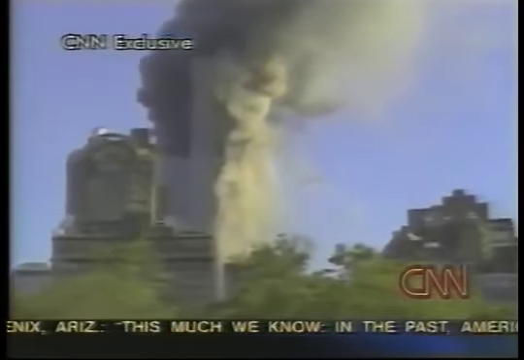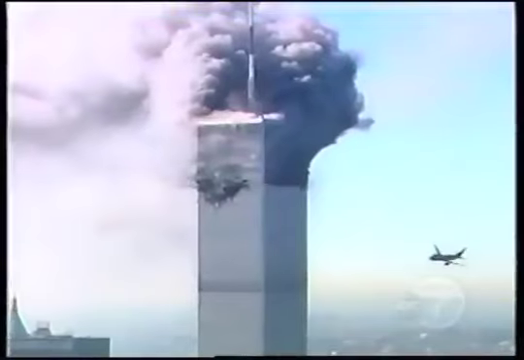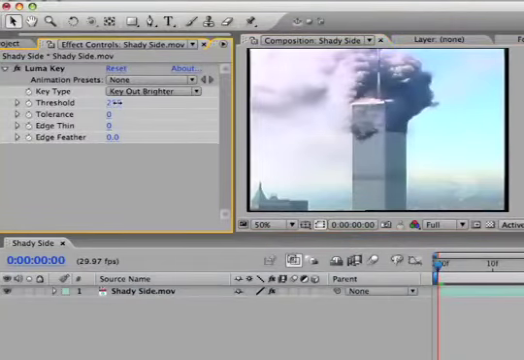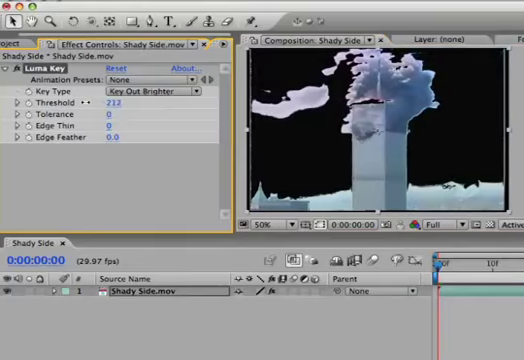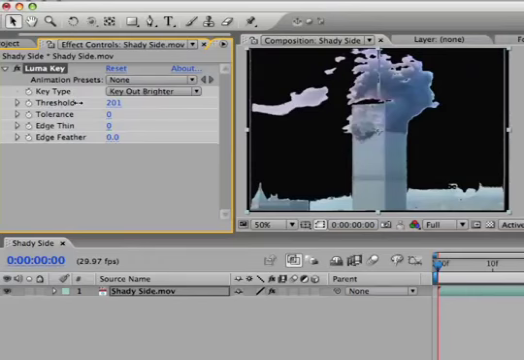It just so happens that all of the live airplane videos were taken with the shady side of the tower next to a very bright sky. This makes pulling a key very easy. In a different shot, keying could be impossible.